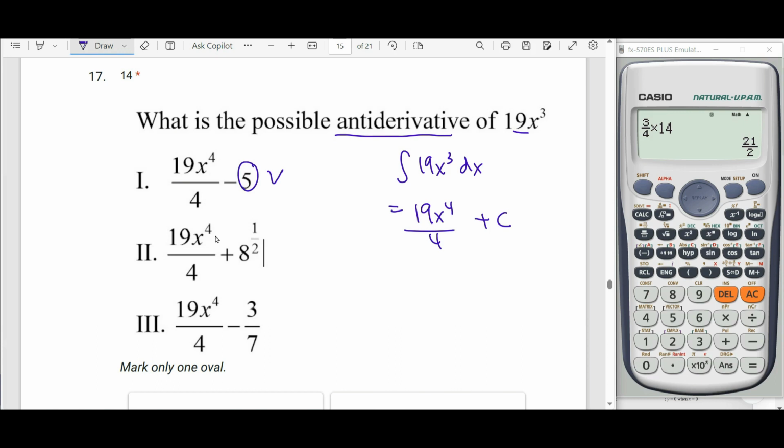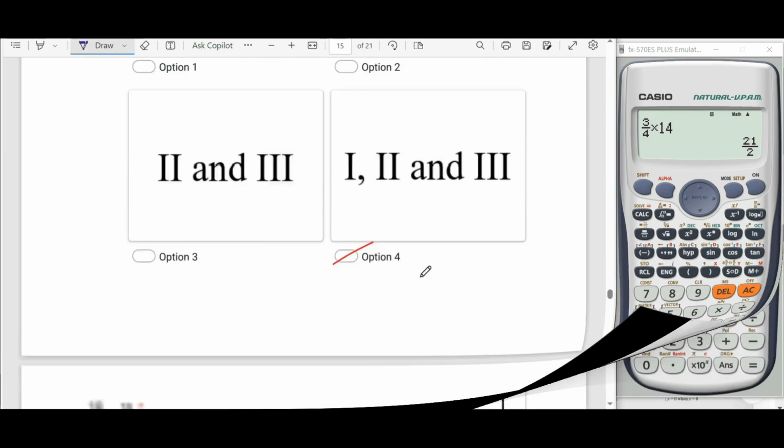This one, 19x to the power 4 plus c, is also possible. 19x over 4 plus c. So all the constants here are possible. So 1, 2, 3 will be our final answer.